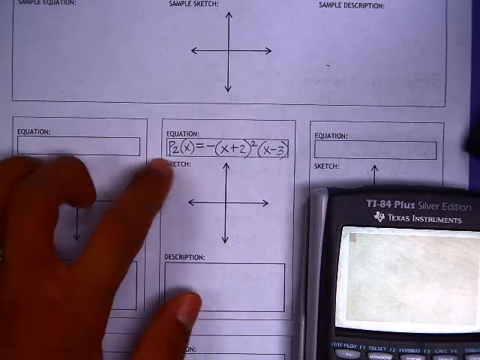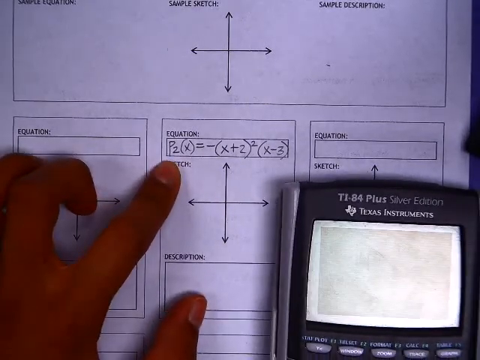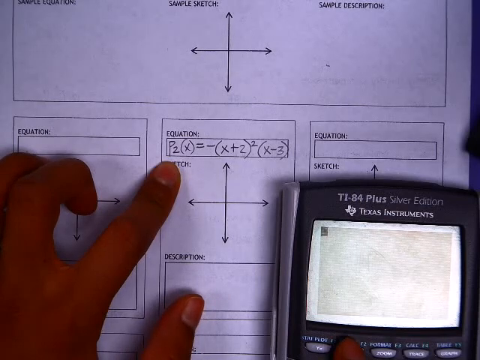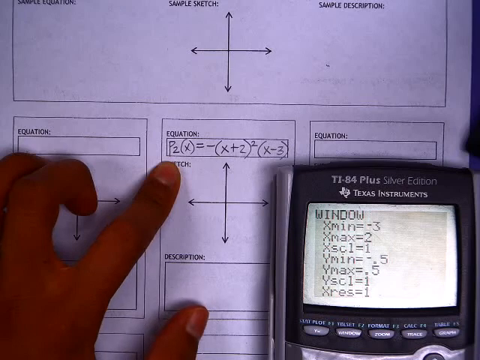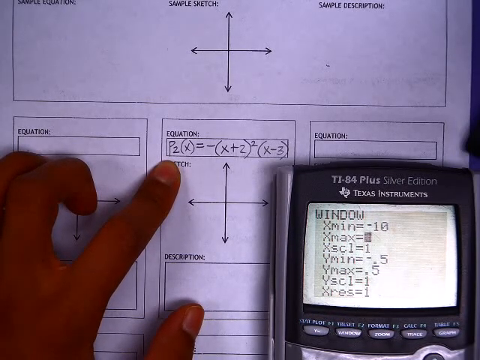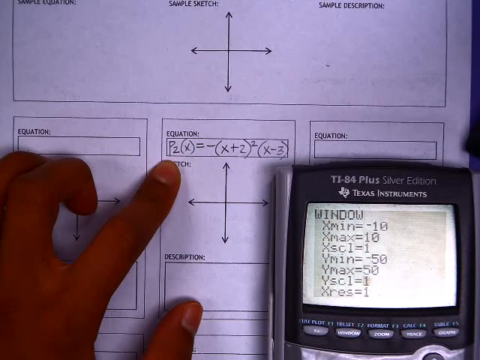It's very important to look at the window that's specified before graphing this on the calculator. So if you press the window button, this specific one had a recommendation of an x from negative 10 to 10 with a scale of 1, y from negative 50 to positive 50 with a scale of 10.